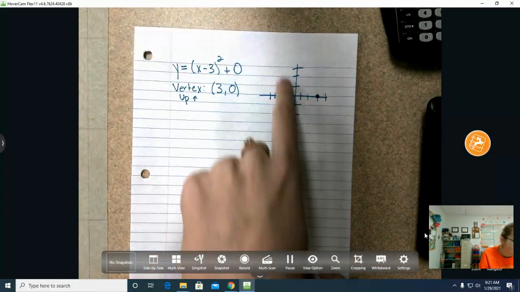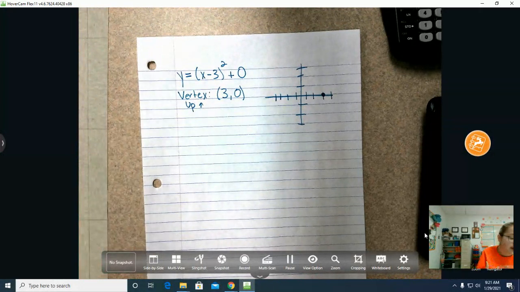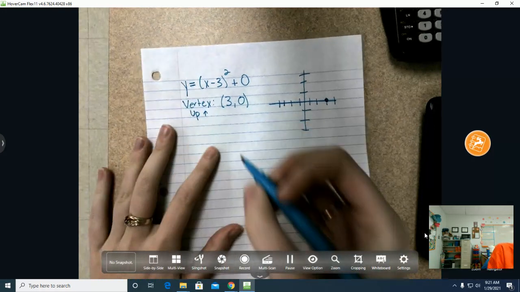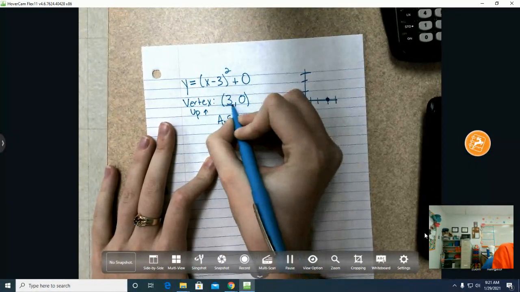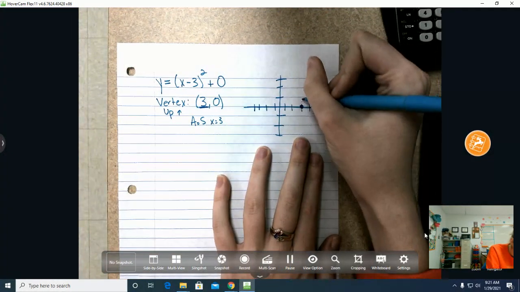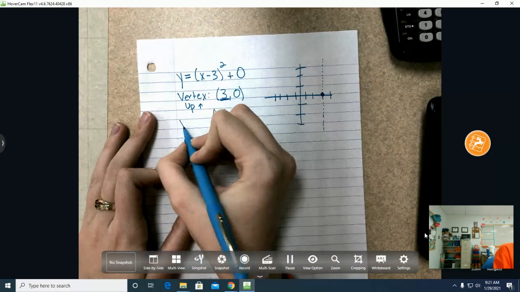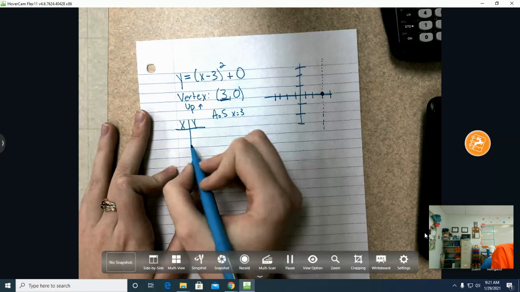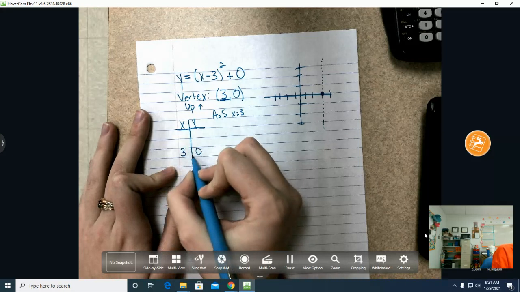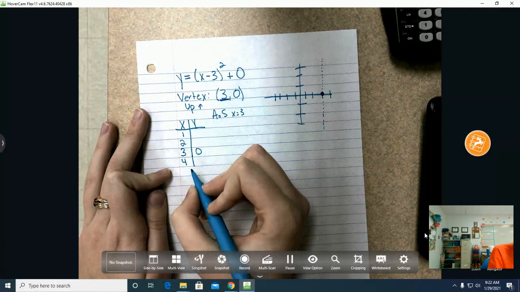And I'm going to be opening upwards, but I want to actually graph this graph or draw it. I want it to have precise points. So I know that my axis of symmetry is x equals 3, because it's always that x coordinate of your vertex. So I can go ahead and I can draw this here. And I can make my xy table. So 3, we'll put 3 in the middle of our table. We'll do 2, 1, 4, and 5.